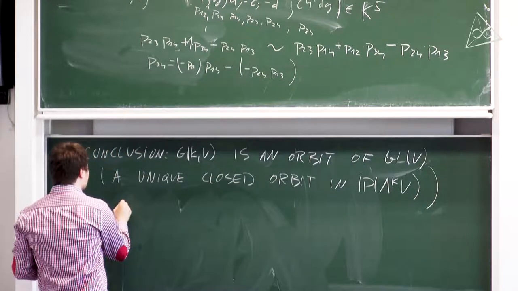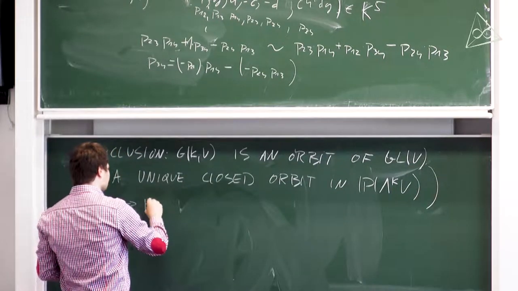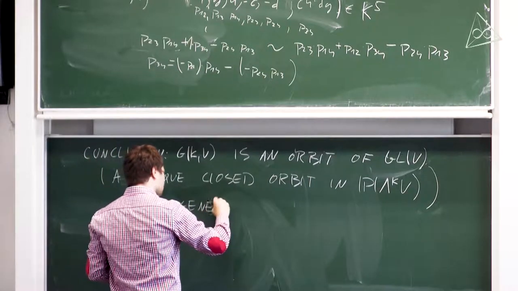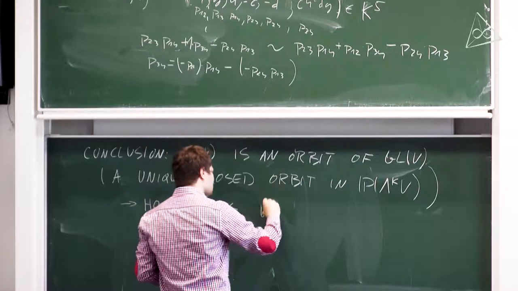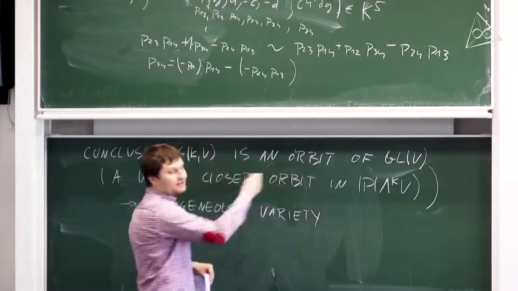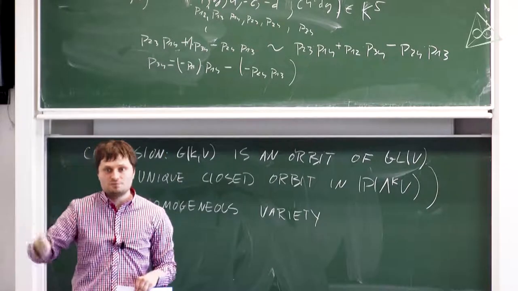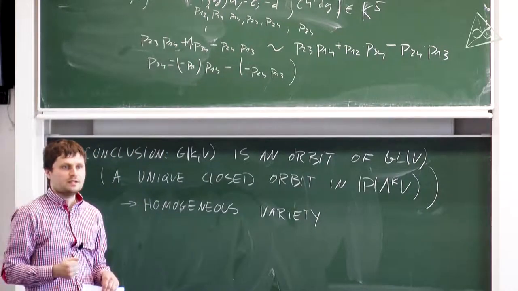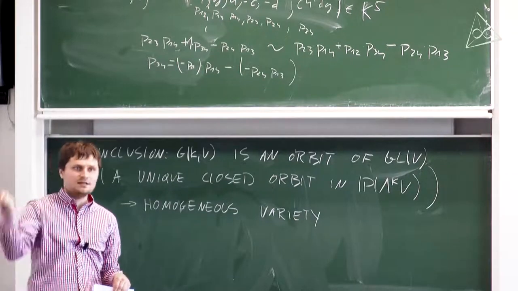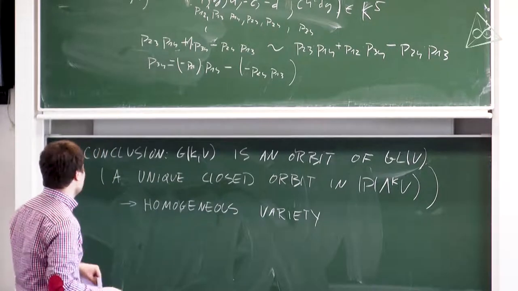And such things are called homogeneous varieties. This is a very strong property, that it is an orbit under a group action. Yes, that we can get any other point by fixing one point on a Grassmannian and acting with a group.